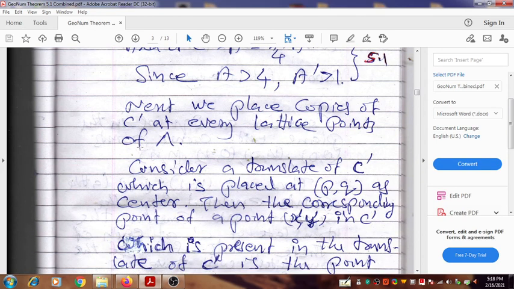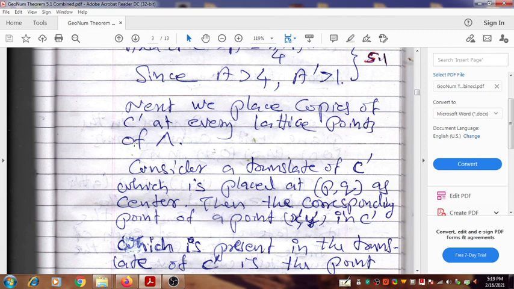Next we place copies of C dash at every lattice point of gamma. In gamma we have lattice points equally spaced on the whole plane. The entire plane is arranged with lattice points which are separated vertically by unit length, and horizontally also by unit length. We know that gamma contains infinitely many lattice points.